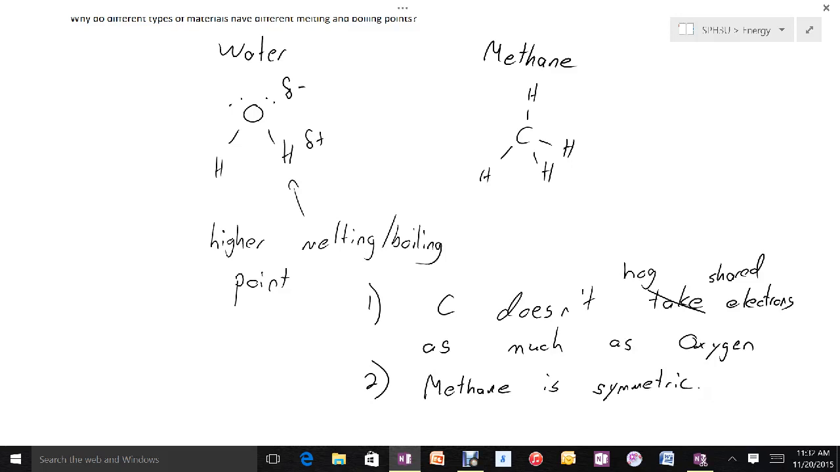Since that's the case, what that means is the methane particles won't want to stick together like the water particles do. And so at a lower temperature, the methane will become a gas. That's why we have states of matter and how it's related to the intermolecular forces between them.